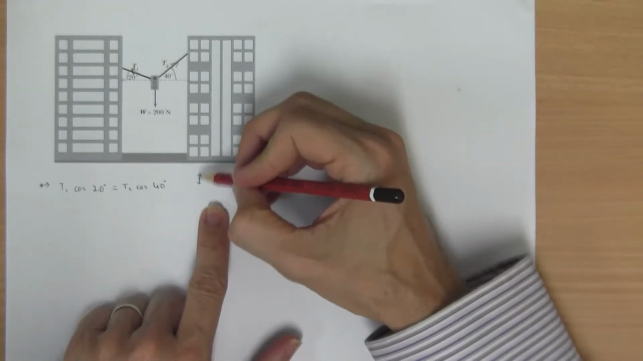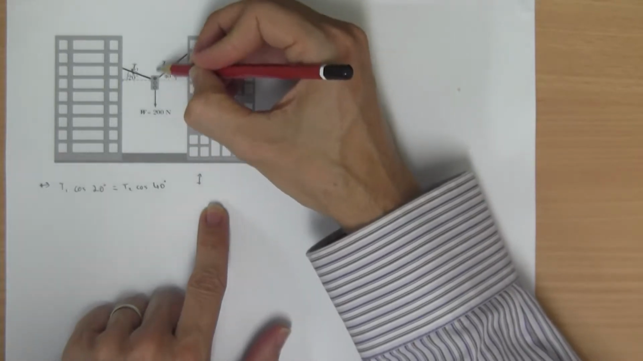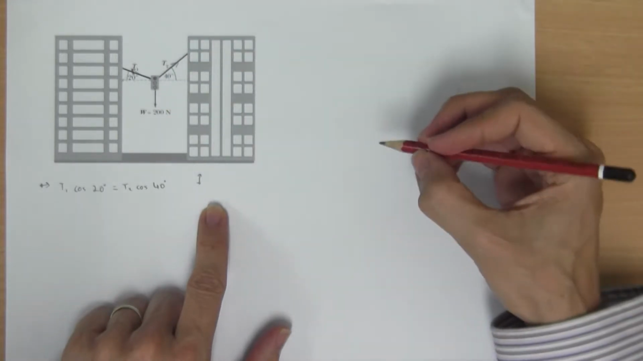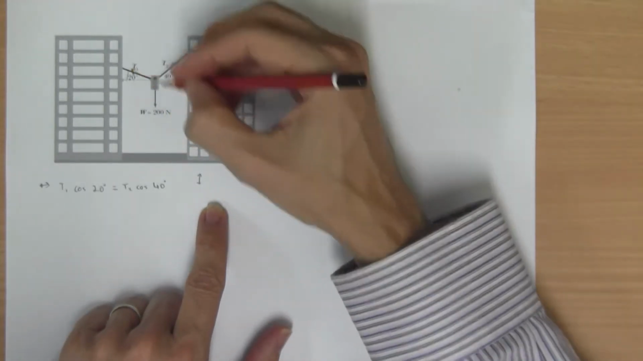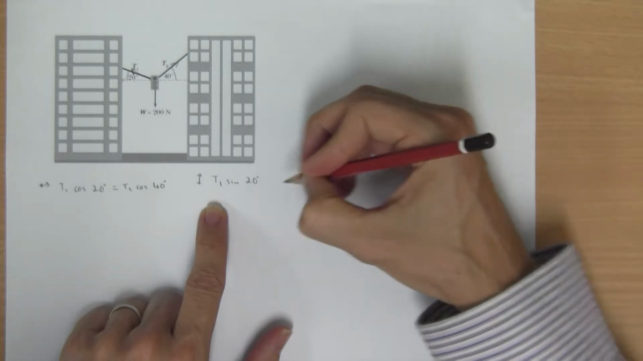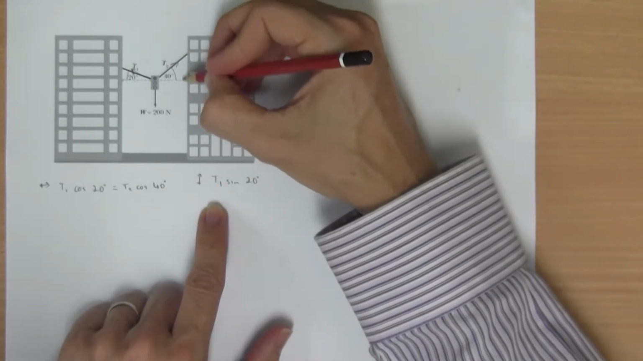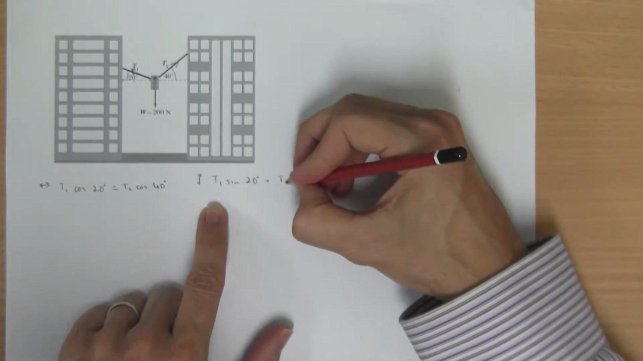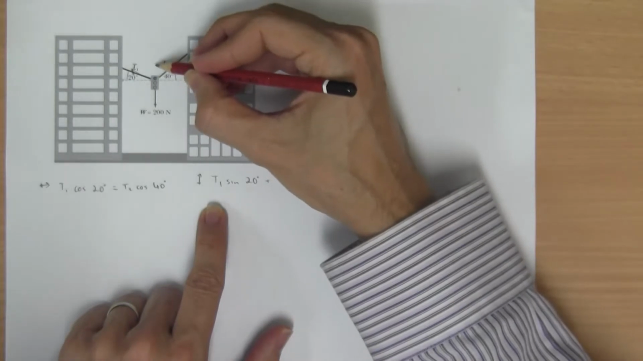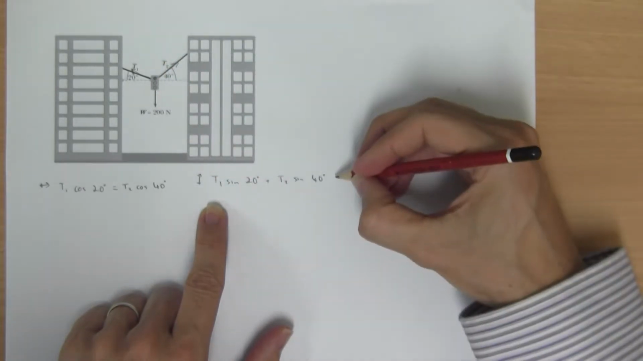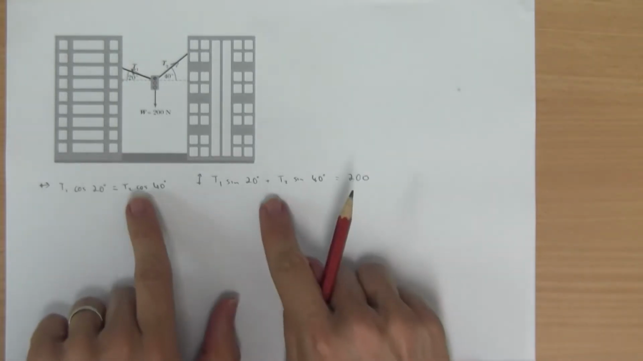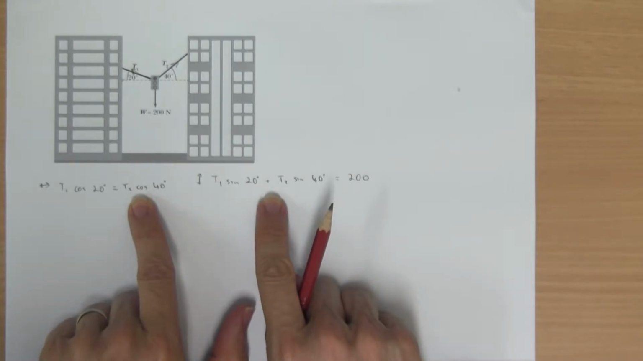And here it comes. Let's look vertically. Again, the traffic light isn't moving up or down, so the total upwards force must balance the total downwards force. Well, the upwards force is the vertical component of T1, T1 sine 20 degrees, plus the vertical component of T2, T2 sine 40 degrees. That's the upward force, and it is exactly balanced by the weight force, which is 200 newtons. Now I have two equations in two unknowns, and I can solve them.